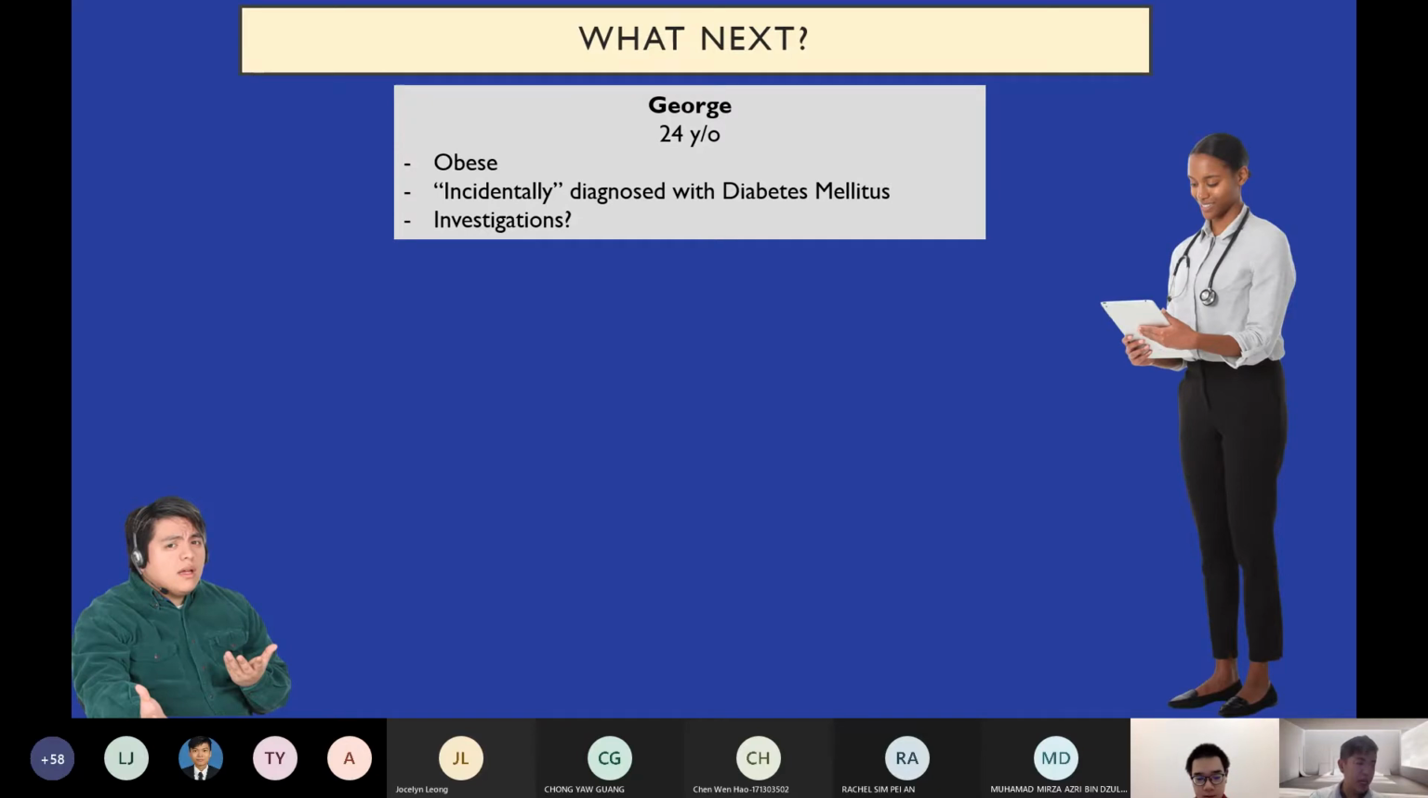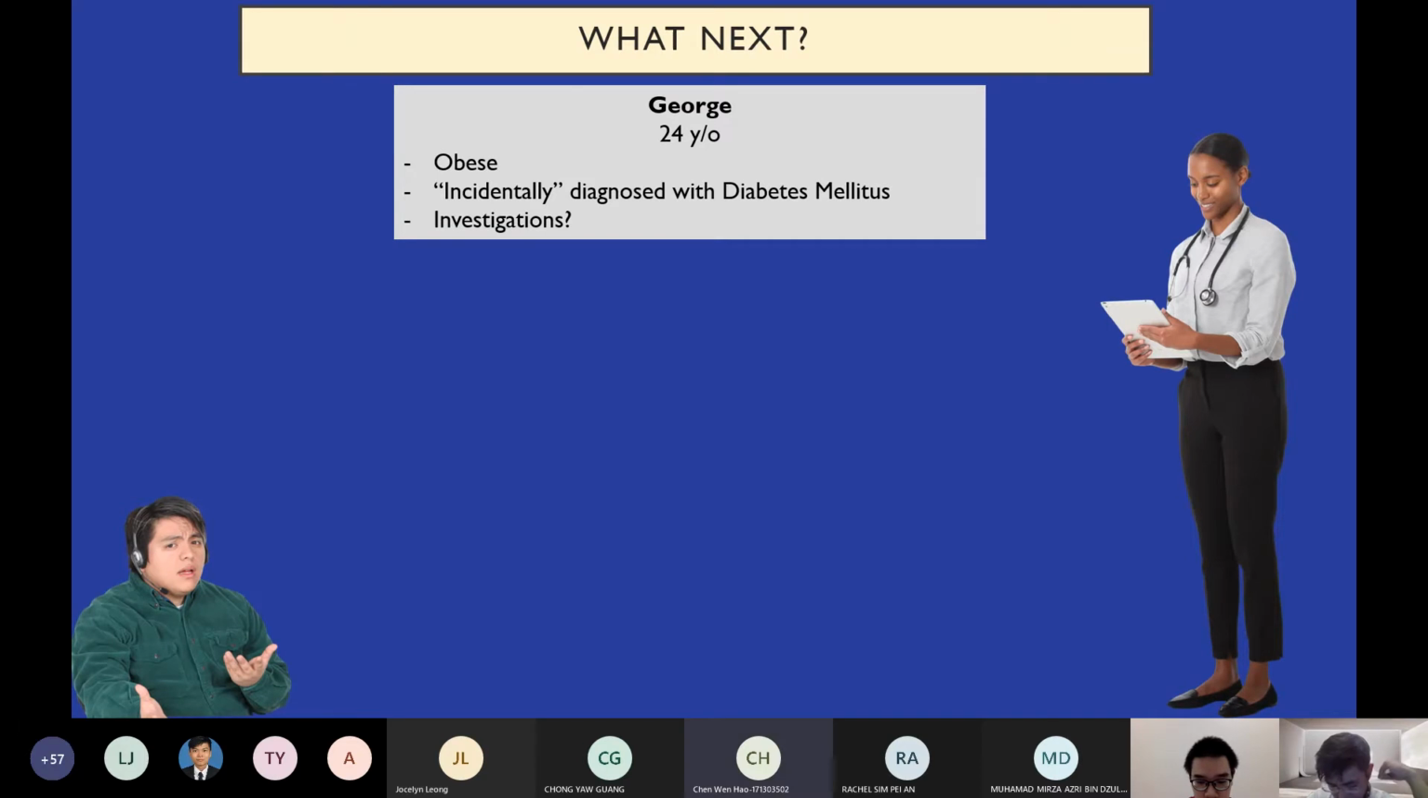What other investigations? The renal function, liver function test. Okay, very good. Renal function. What do you want to look for in renal function? When you answer your question, for every investigation that you do, you need to know what you want to look for and not just order your standard full blood count, renal function, liver function. You need to have a purpose for every investigation, yeah?